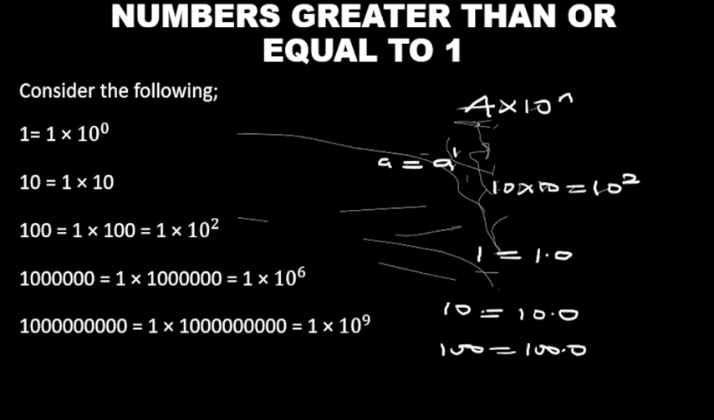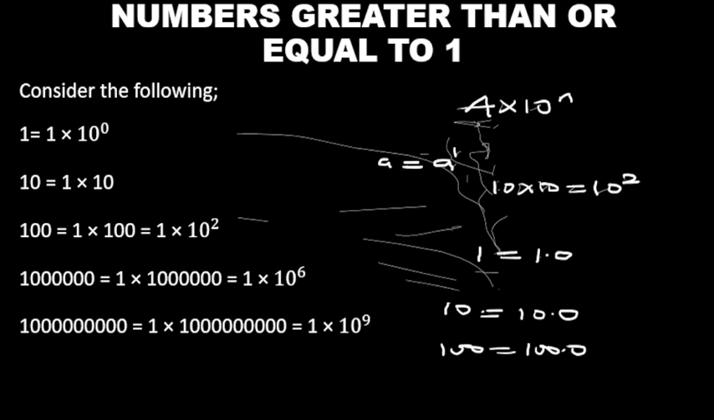So that will be 1 times 10. The power of 10 will depend on the number of times we shifted the point to the left. So how many times do we shift the point to the left? 1, 2. So that will be 10 raised to the power of 2. So 100 expressed in standard form equals 1 times 10 raised to the power of 2.